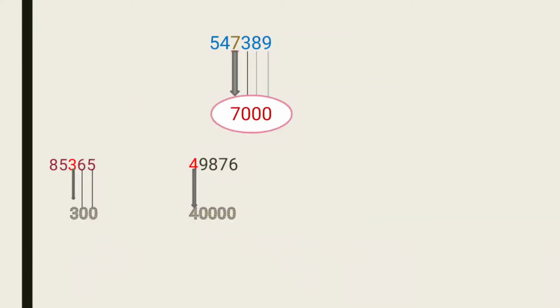Now we can also use a short trick. Short trick means, suppose we have a number. This is a trick to find out the place value of any digit in a number. Suppose we have the number 5,47,389. Now here the colored digit is 7, so we have to find out the place value of digit 7. I have written here 7000. It is the place value of digit 7 in this number.